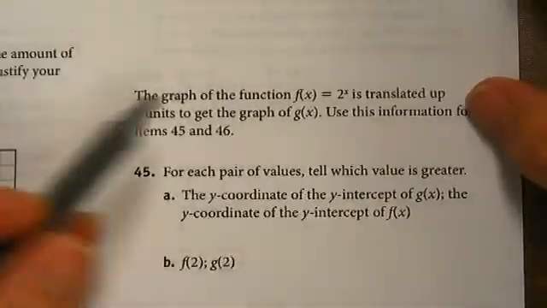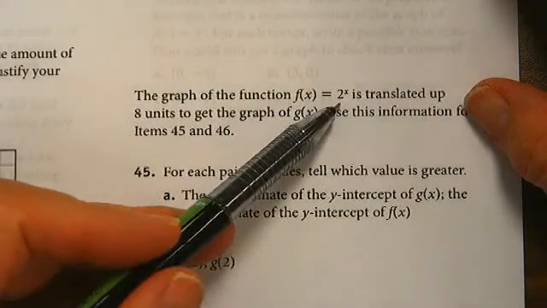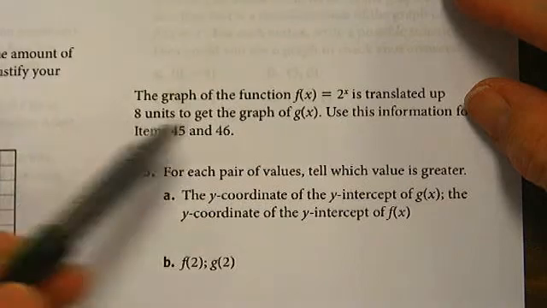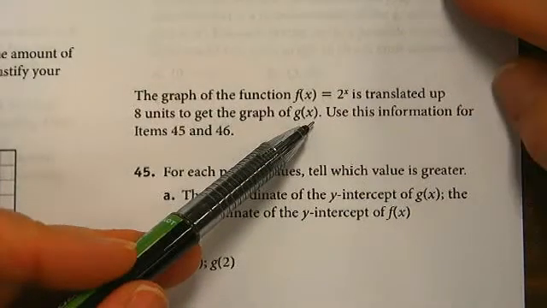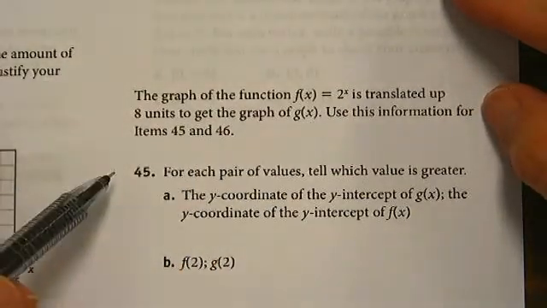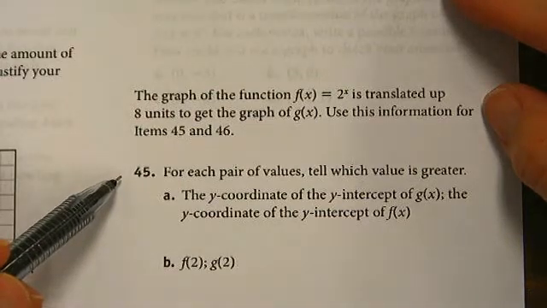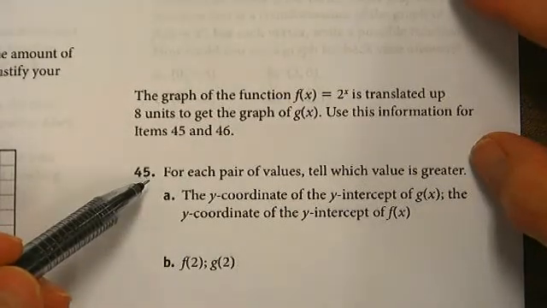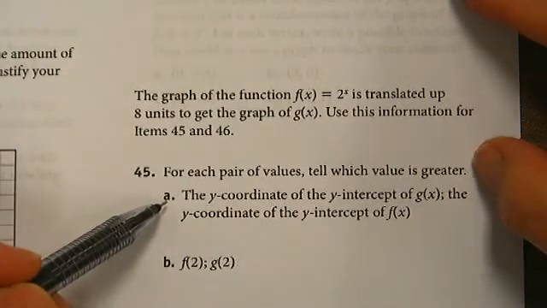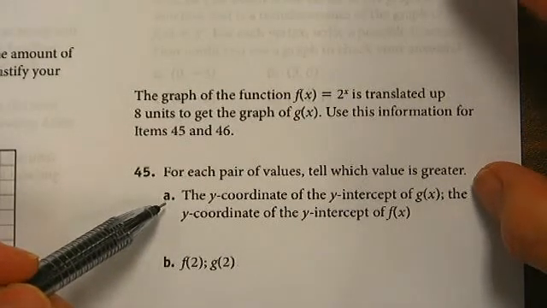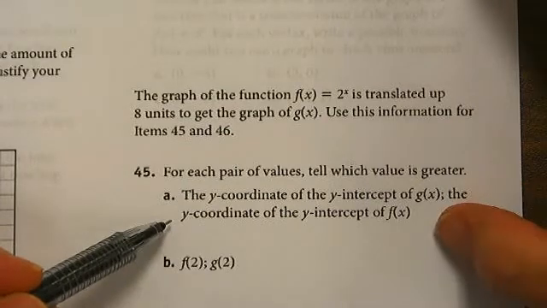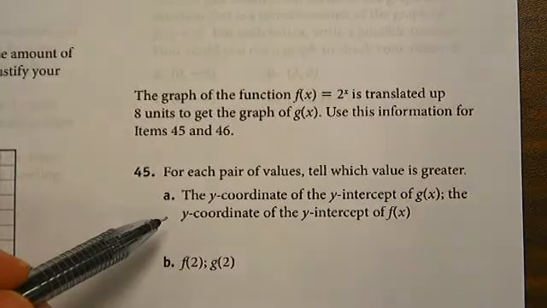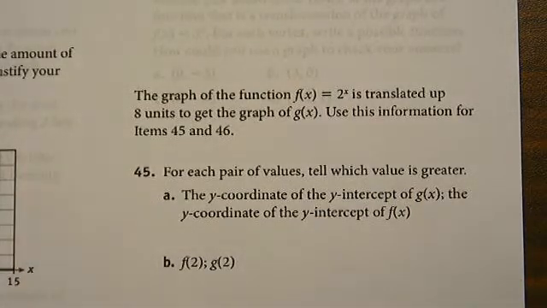The graph of the function f of x equals 2 to the x power is translated up 8 units to get the graph of g of x. Use this information for 45 and 46. For each pair of values, tell which value is greater: the y-coordinate of the y-intercept of g of x, or the y-coordinate of the y-intercept of f of x. Well, let's look at our graphing calculator.